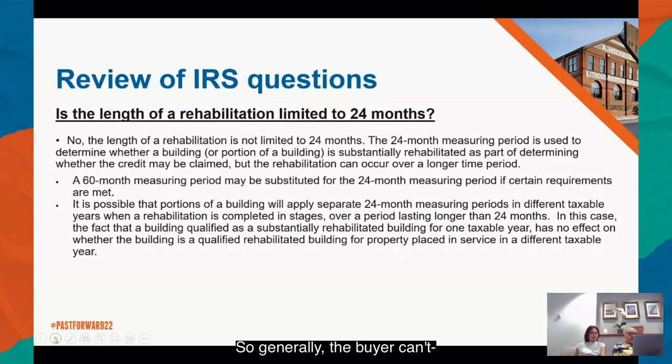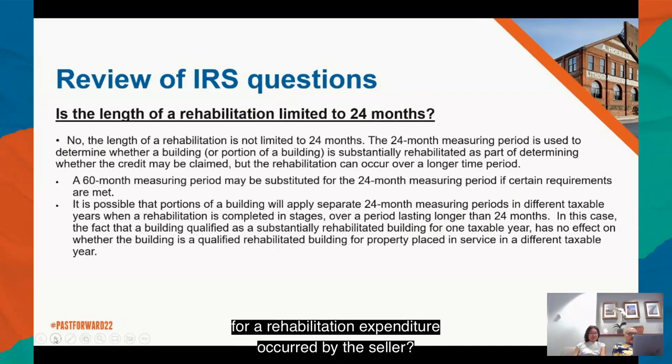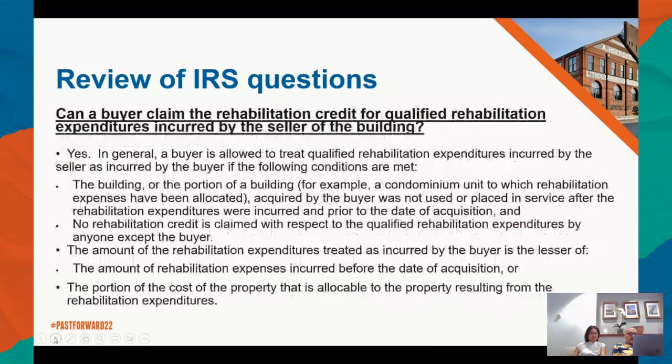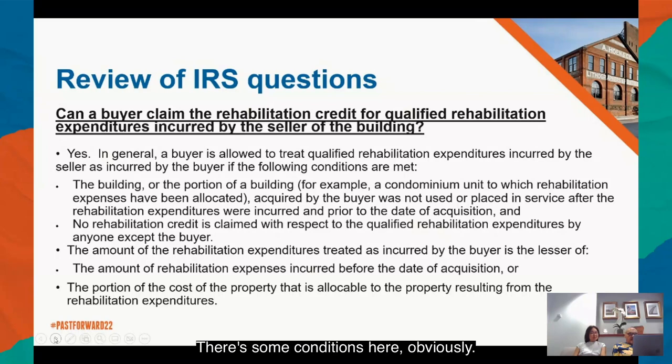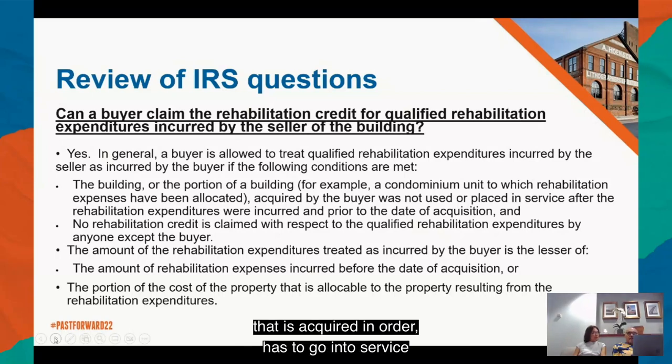Can a buyer claim the credit for a rehabilitation expenditure incurred by the seller? The answer is yes. There are conditions, obviously. The portion of the building that is acquired has to go into service after the acquisition. In other words, the rehabilitation project could be ongoing, but it hasn't received a certificate of occupancy until after the sale closes.